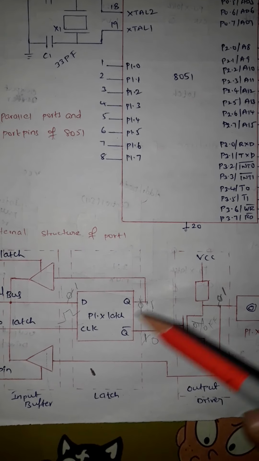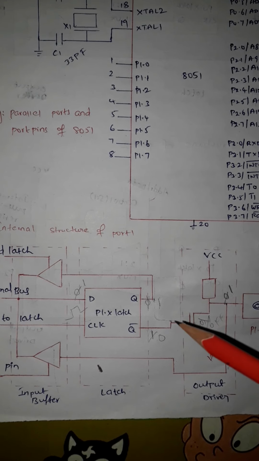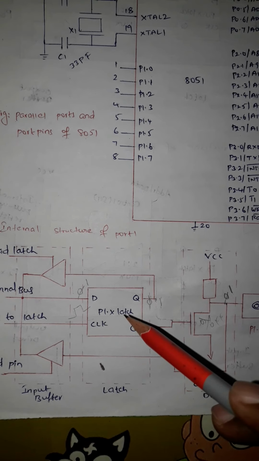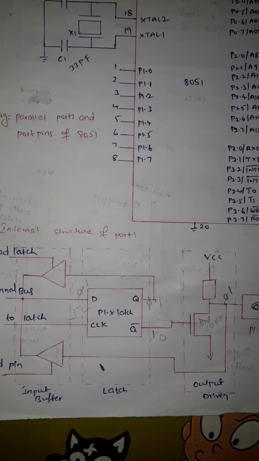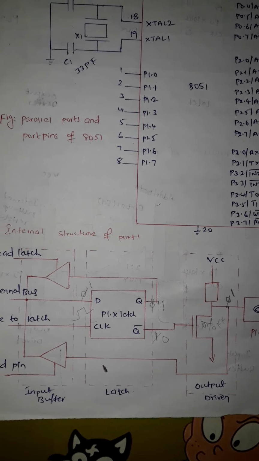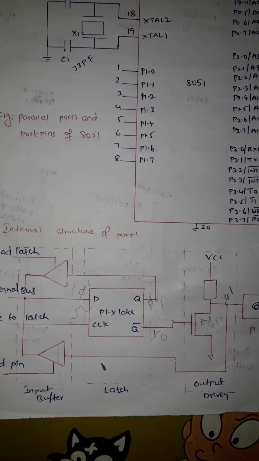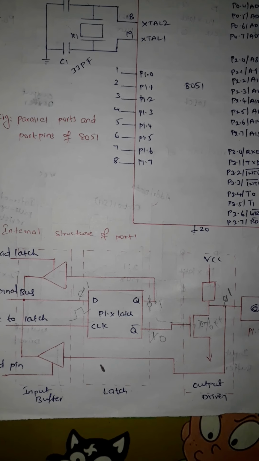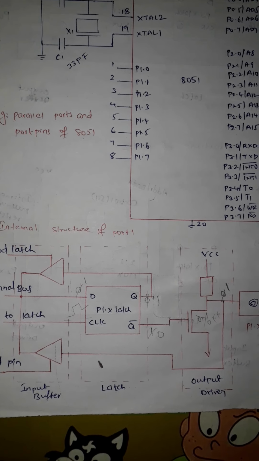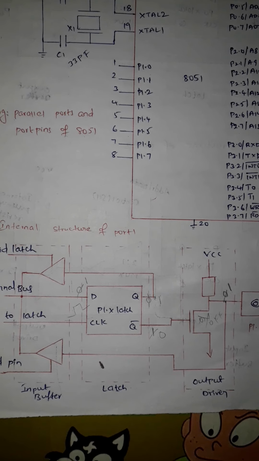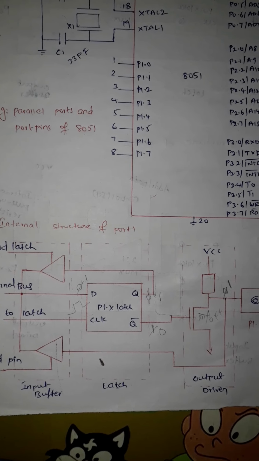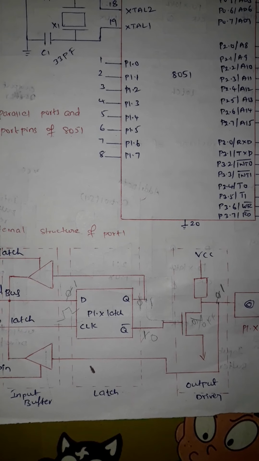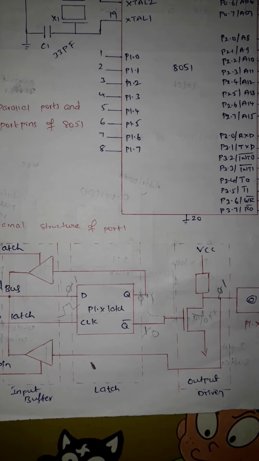So this is for one port pin. For example, in the place of X, if you take it as a 0, this is for P1.0. Likewise for 8 port pins, you need to use 8 D latches. That is, 8 such internal structures of port 1 should be used for having all 8 pins of port 1. Now this is shown only for one port pin, that can be for any port pin.